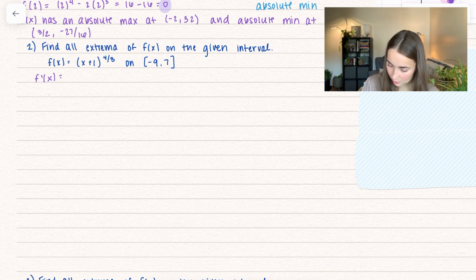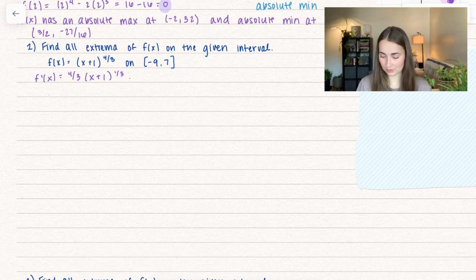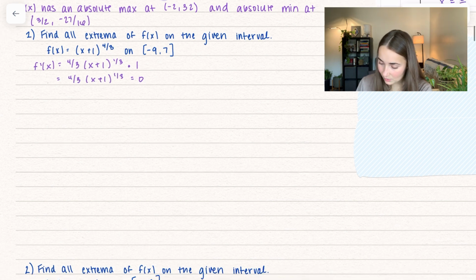When we do that, we're going to use the power rule. So we get 4/3 (x plus 1) to the 1/3. And now we need to multiply by the derivative of the inside because we're using the chain rule. So the derivative of the inside in this case is just 1, which is nice. And we want to go ahead and set that equal to 0.